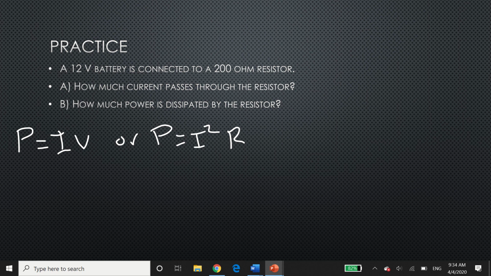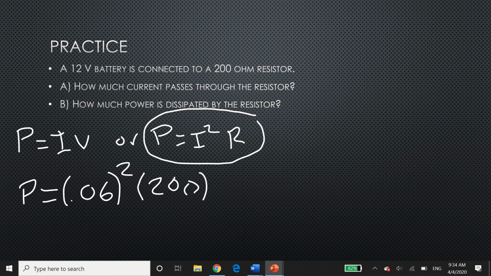So that means we need to use the equation that actually has resistance in it, which is obviously the second one. If we were to use the first equation, power equals I times V, we would be able to find power, but that wouldn't be the amount of power that's dissipated by the resistor. That would be the amount of power that passes through the entire system, which isn't what the question is asking us. So we just need to make sure that we're using the right power equation based on what the question is asking us.